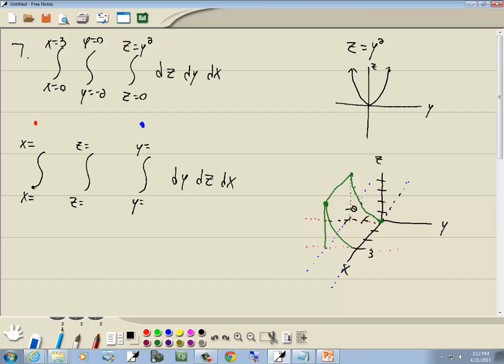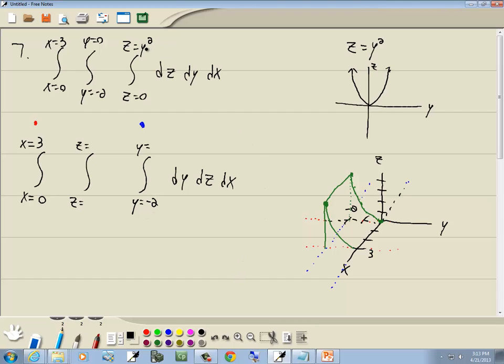Now I'm switching the order of integration. This last one always has to be numbers. So it doesn't change. It's still going from x equals 0 to x equals 3. Now the y part here. Well, if I think of it in terms of the y values, this wall over here is the plane y is equal to negative 2. So that'd be negative 2.